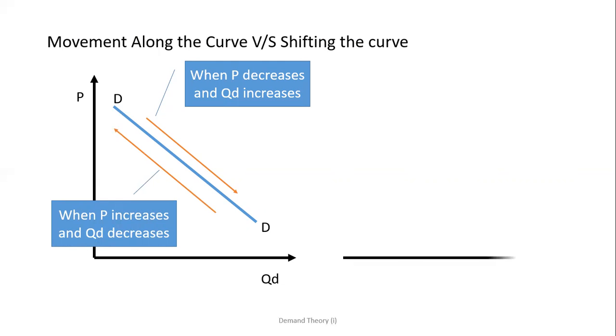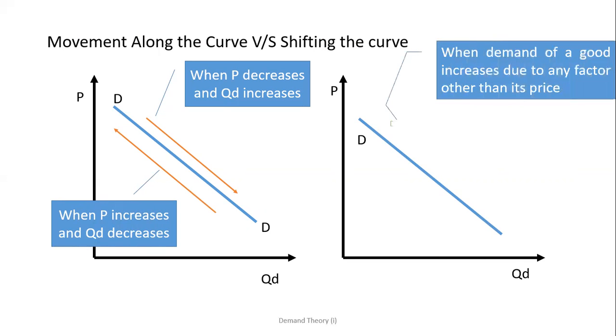Whereas an increase in income or any other factor that causes the demand for good to increase will result in shifting the demand curve to right or decrease will result in shifting it to left. Now let's study what are the other determinants that affect the demand of any commodity and result in shifting the demand curve to right or left.